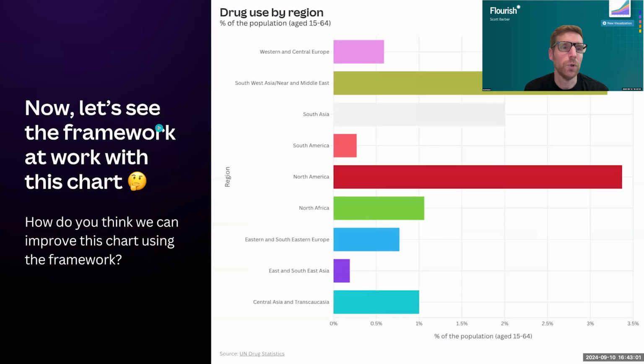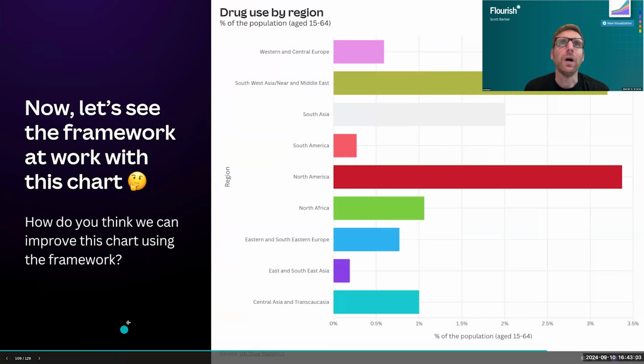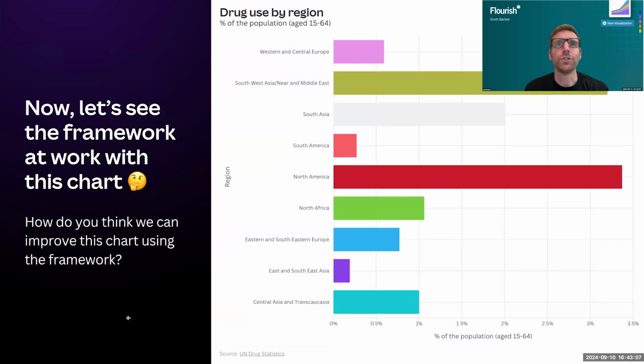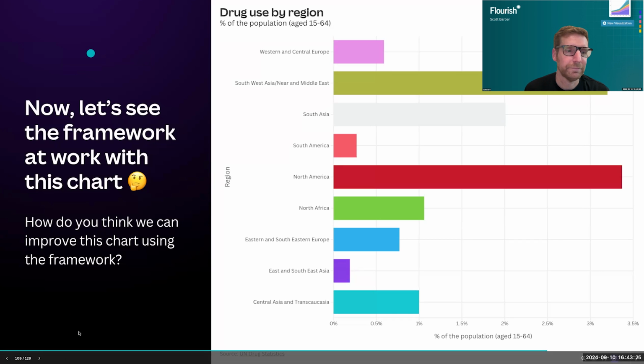Okay, so a little bit of work for you to do in the chat here. I've put up a chart here, and I think this is a default chart where we've put our data in, and this is what's come out, and we've put a little headline on it. What do we think of this? How do we think we could start to improve this chart using the framework? Can anyone start to put in some ideas, and then we'll perhaps go through what we would do on them.